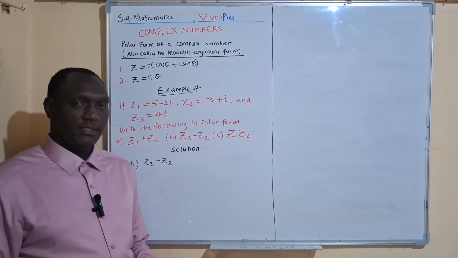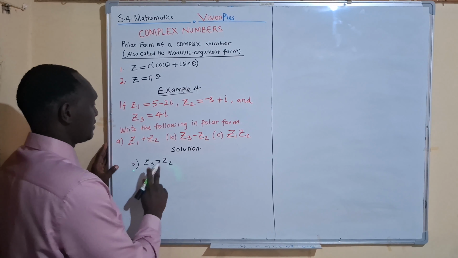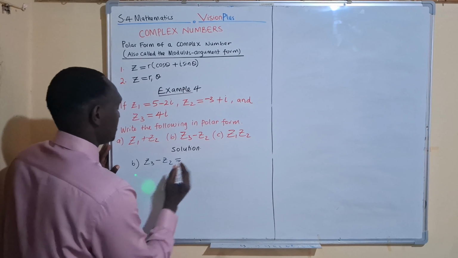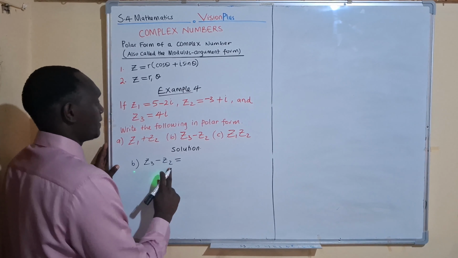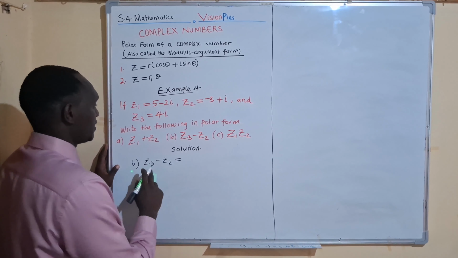And now going to part B. Part B says that we need to find Z3 minus Z2 in polar form. So let us first find Z3 minus Z2 in the Cartesian form, and then we convert it to the polar form. So what is Z3?